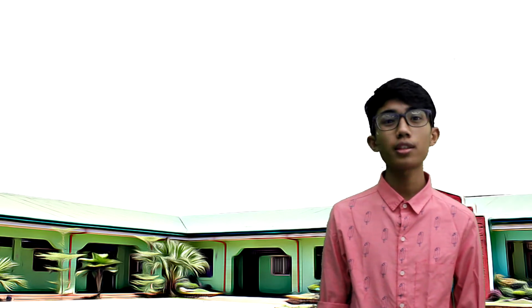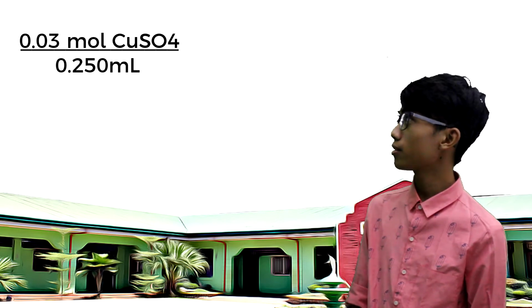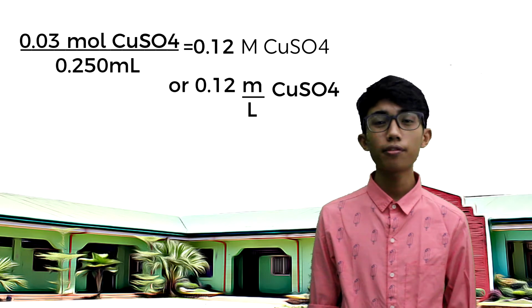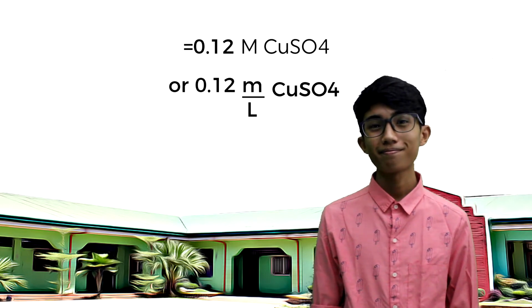Next is to get the molarity. To put it simply, molarity is just the moles over liter. So we divide 0.03 moles of copper 2 sulfate by the 250 ml of water.